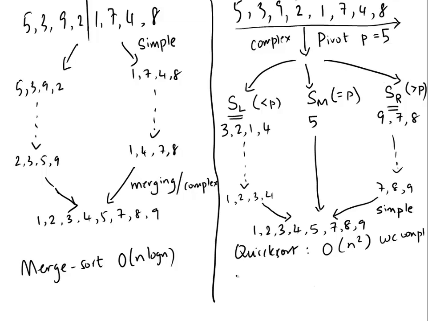But it turns out that if you pick the pivot randomly, if you just don't pick it as one fixed element, but pick it randomly, you can get a randomized algorithm of n log n expected time complexity. And in fact, even if you pick the pivot deterministically, it turns out that the average case for QuickSort is order n log n.